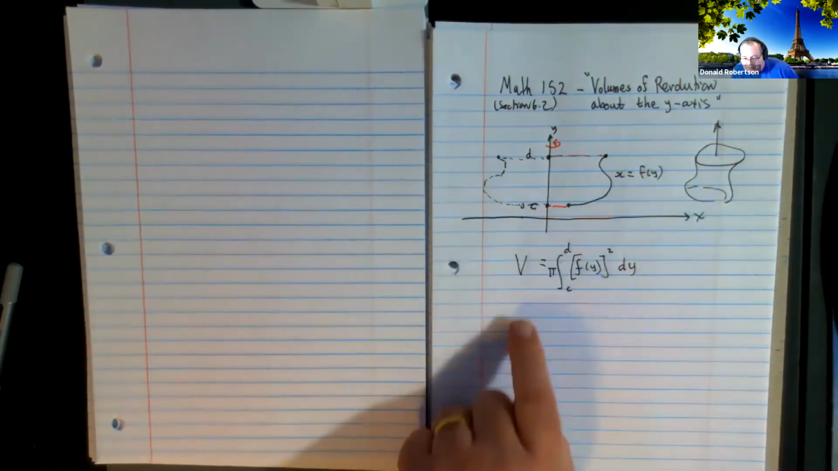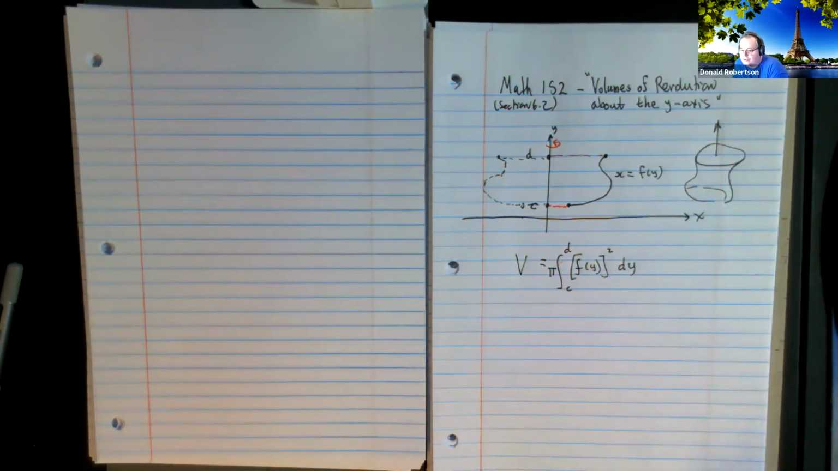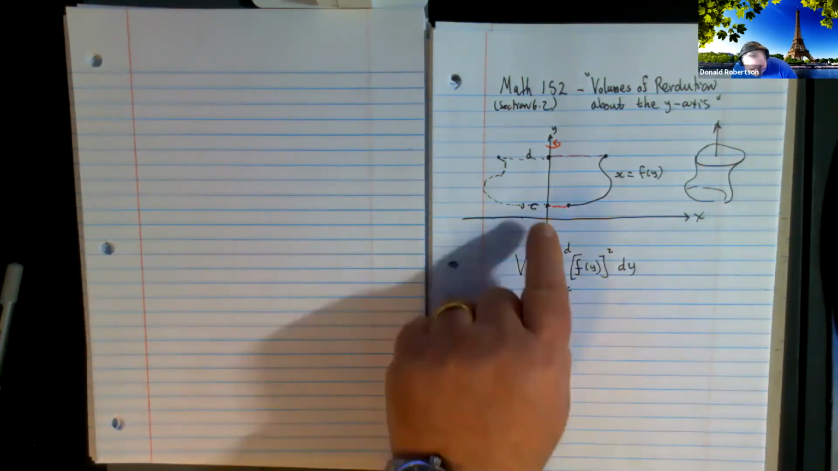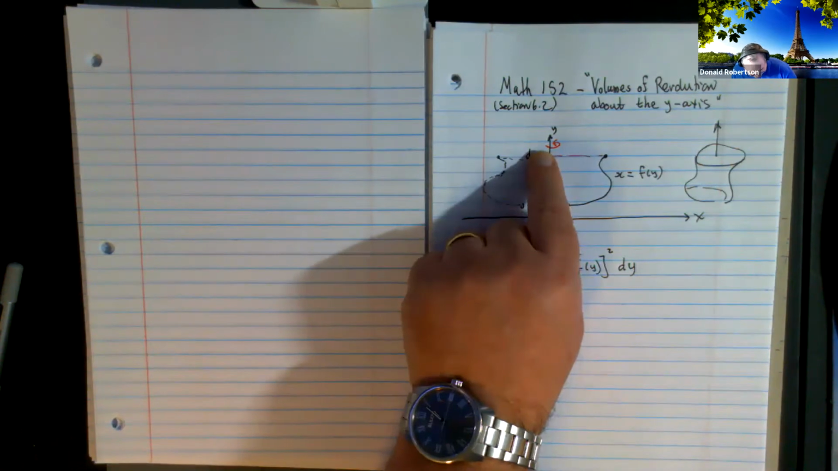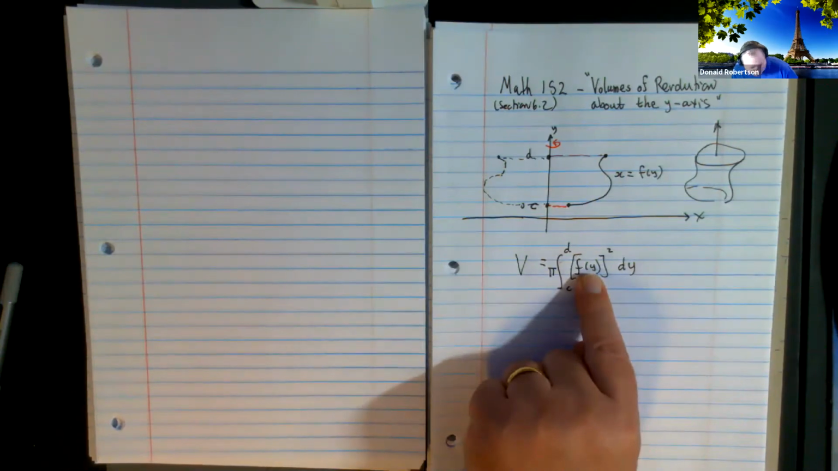Well, isn't that remarkably similar to the same formula when you rotate a single curve about the x-axis? And the only real difference is that guy, right? So it's pi, the integral from y equals c to d, right, the start and the finish in terms of y, of the curve written down in terms of y, all squared dy.